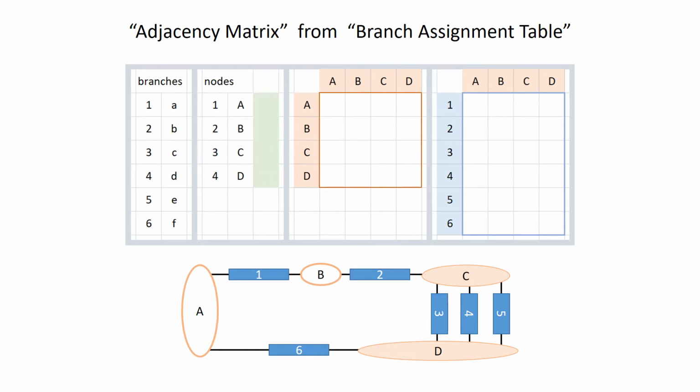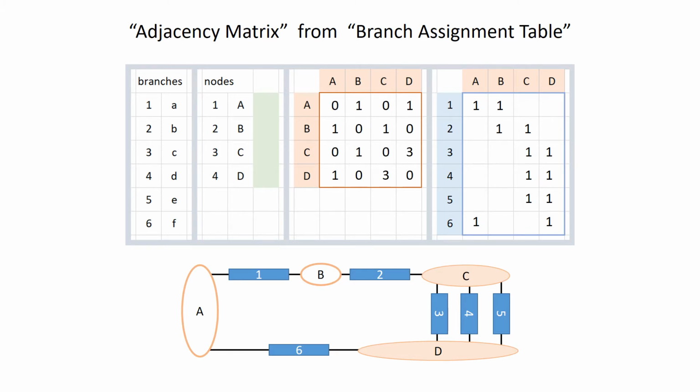But I've shaded in nodes like C and D when, for example, C joins together more than 2 branches. In the case of C, branches 2, 3, 4, and 5. Now in the branch assignment table, we would use 1s to show a connection. So for example, branch 4 connects to C and D, so branch 4, row 4 in the branch assignment table shows 1s in columns C and D.